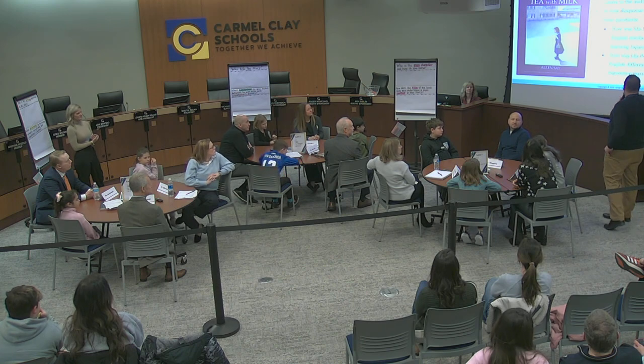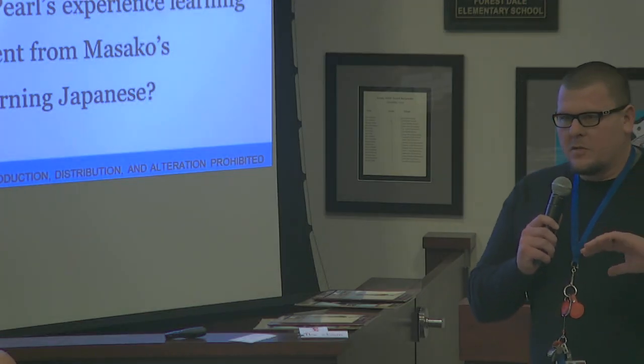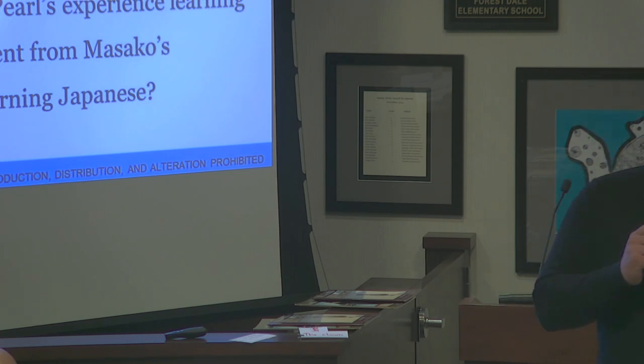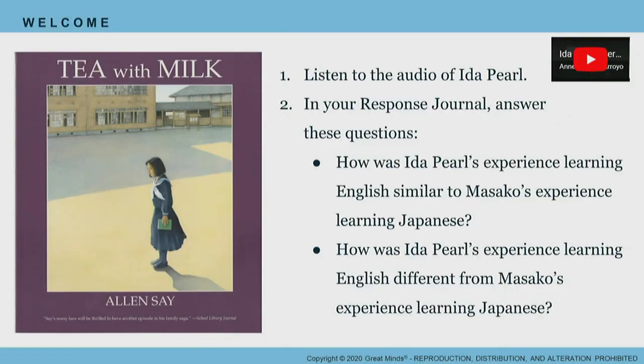And then we have Ida, who at first didn't have someone to help her, maybe, right, Addie? And maybe that's what we're thinking of. But then over time, the neighborhood kids helped her to go to school. Can we think of a similarity? So how was their experience similar?